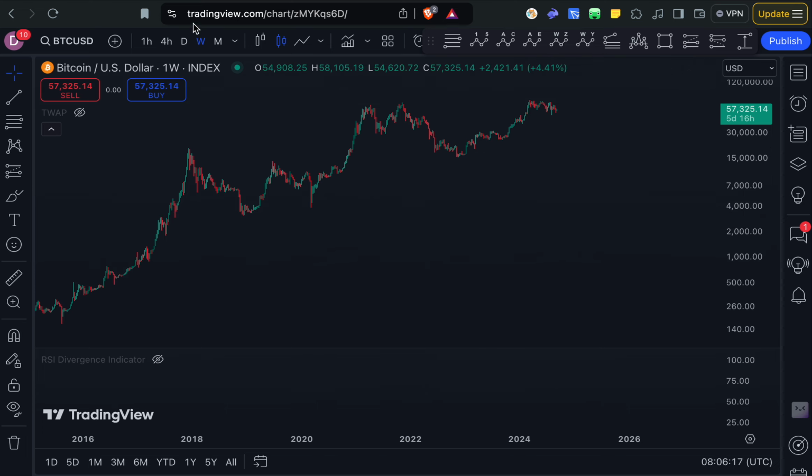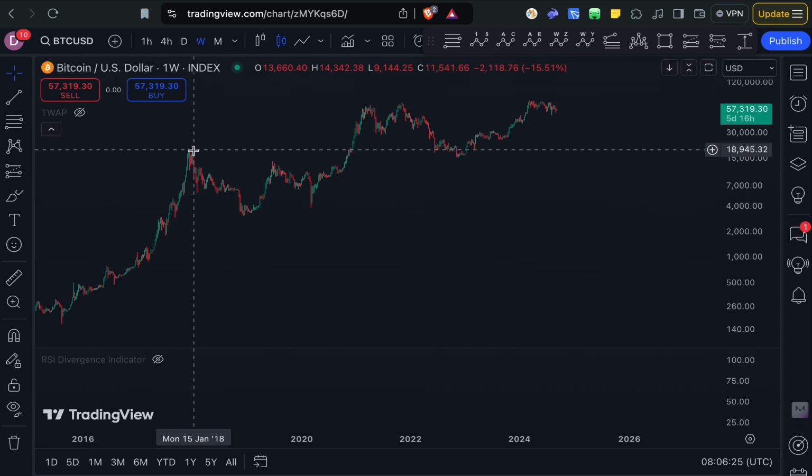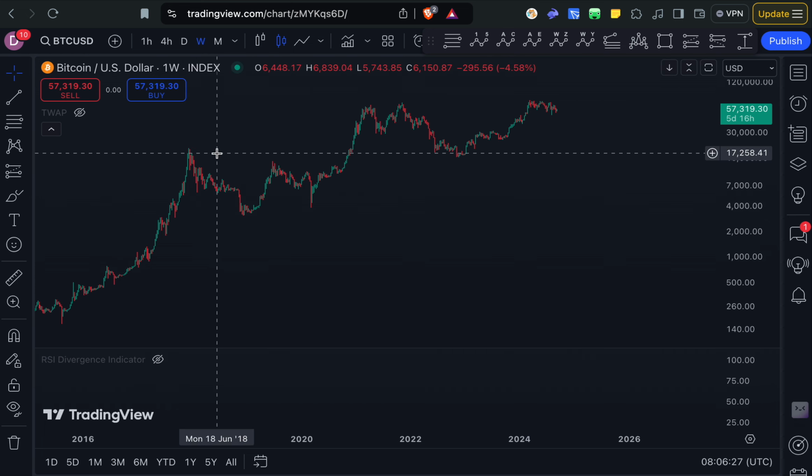And I'm using a website called tradingview.com. This is a free website where you can create an account, and if you do, you can save your settings on the chart, which is absolutely beautiful.